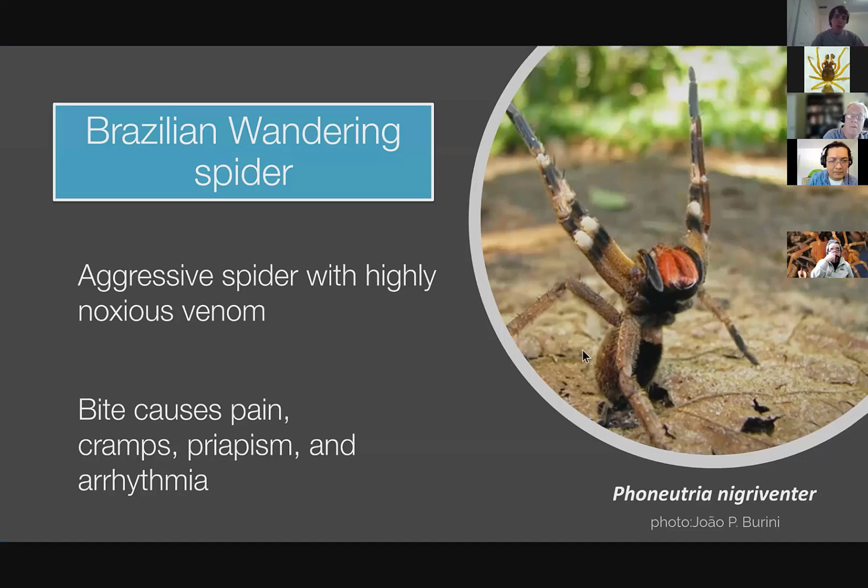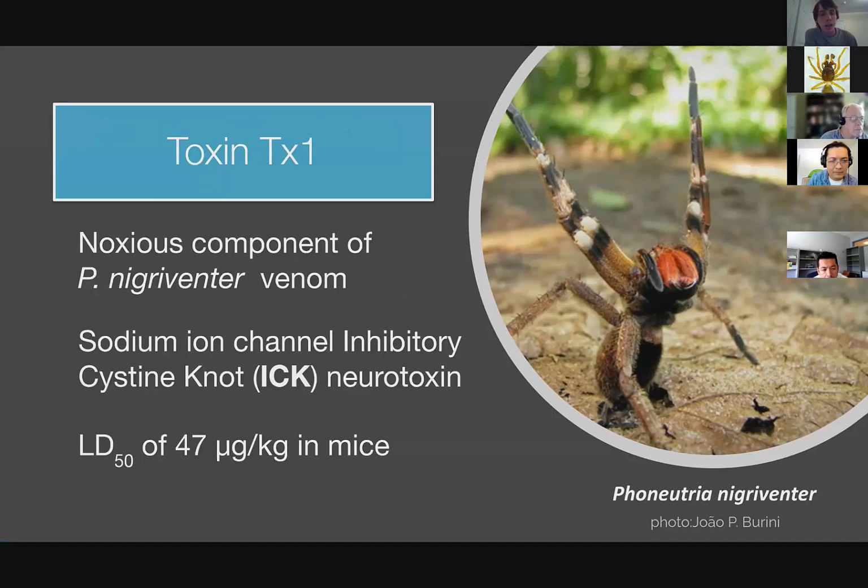When we say wandering spider, a lot of people think of the Brazilian wandering spider, Phenutria, which is very different from the ones that live here in the US, at least in terms of behavior, because it has a nasty venom that's dangerous to humans and expresses a very potent toxin called TX1, which is a sodium ion channel inhibitory cystine knot neurotoxin that has a very low LD50 when you inject it into mice.